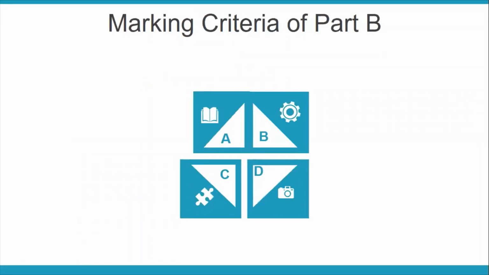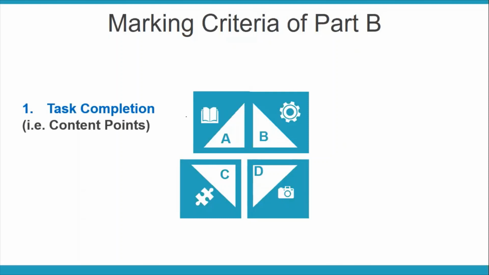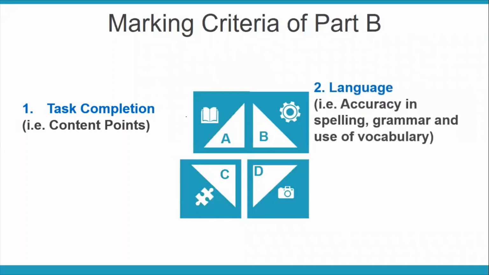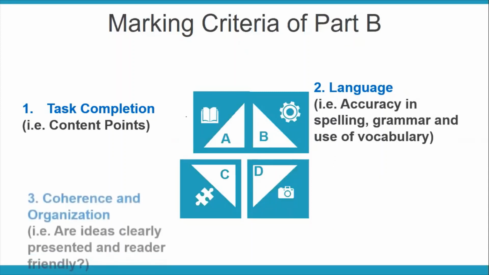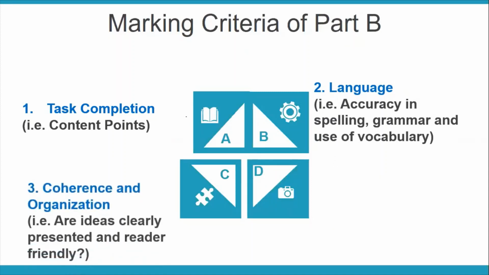Here, I'm going to recap the marking criteria of Part B. There are a total of 4 domains. Number 1, task completion. That is about your content points. Number 2 is about language. That is your accuracy in spelling, grammar, and use of vocabulary. Another domain will be coherence and organization. That is about whether your ideas are clearly presented and are reader-friendly. Lastly is appropriacy. So it is about the tone and style that you use.